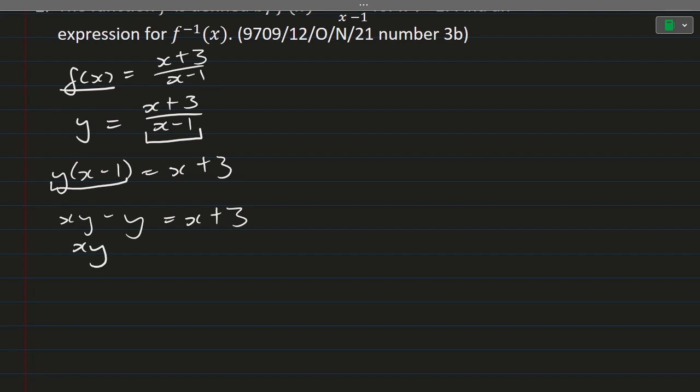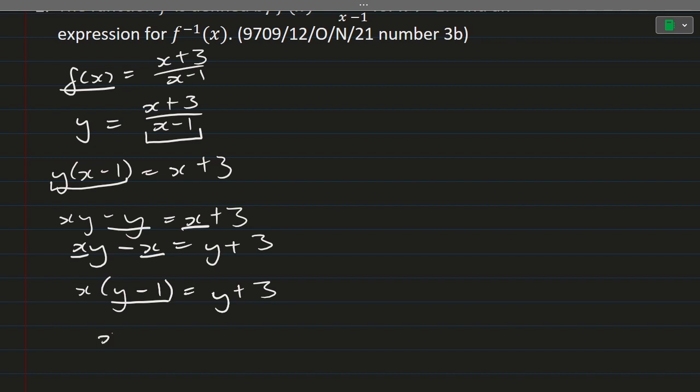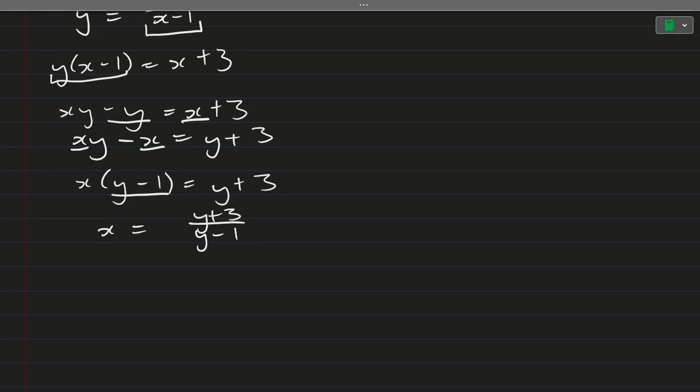on one side. So we're moving this term to the left hand side, it becomes minus x, and then we're going to move negative y to the right hand side, so it becomes y plus 3. And then factor out x on the left hand side, becomes x times (y minus 1) is equal to y plus 3. Then divide both sides by y minus 1 to make x the subject of the formula. So it's x is equal to (y plus 3) over (y minus 1). And that is our inverse function.